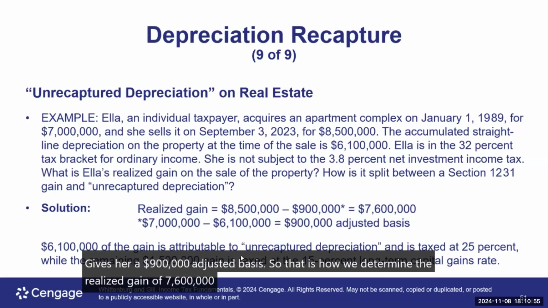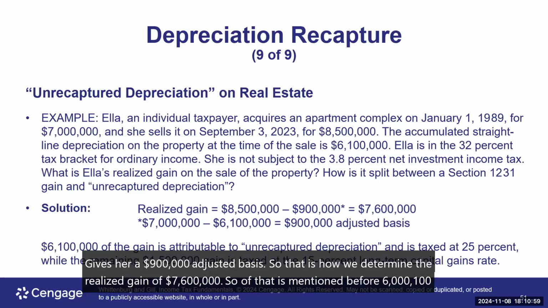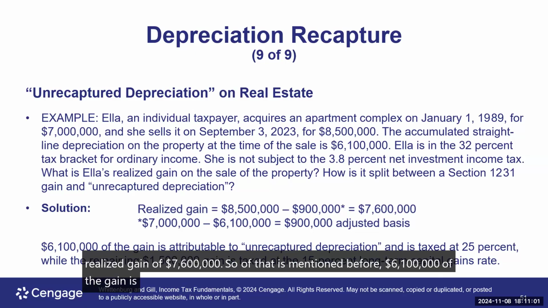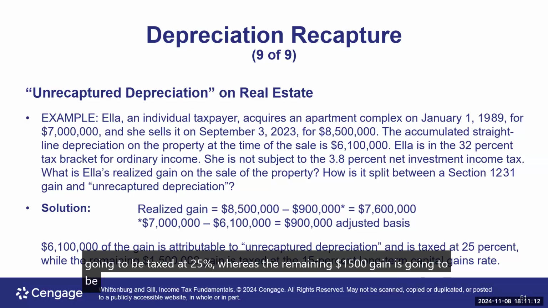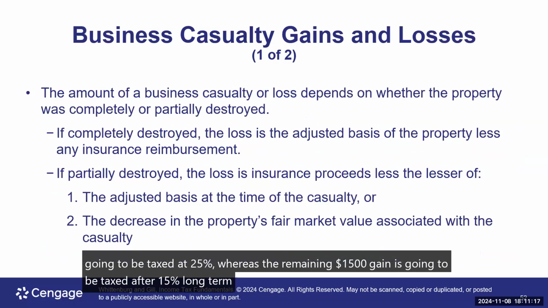$7,600,000. So of that, as mentioned before, $6,100,000 of the gain is attributable to unrecaptured depreciation, and that amount is going to be taxed at 25%. Whereas the remaining $1,500,000 gain is going to be taxed at the 15% long-term capital gains rate.